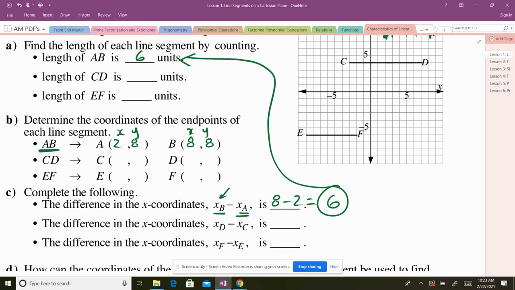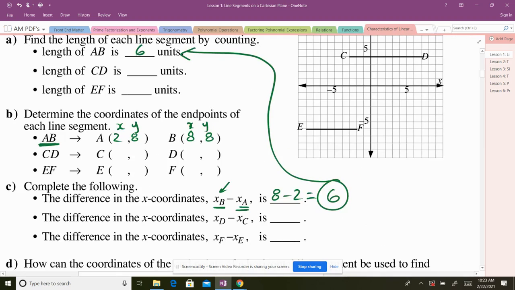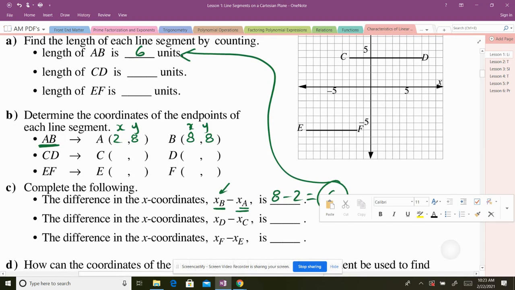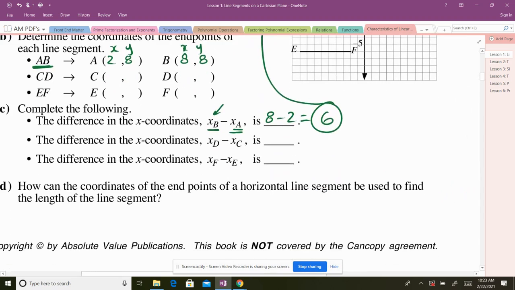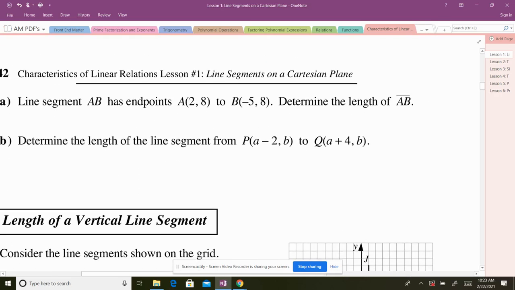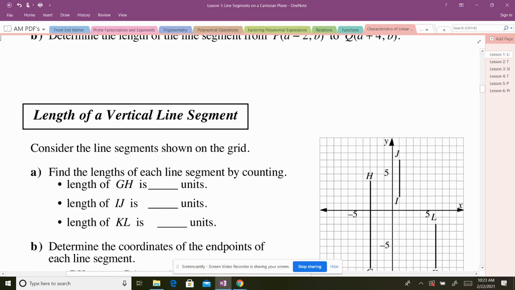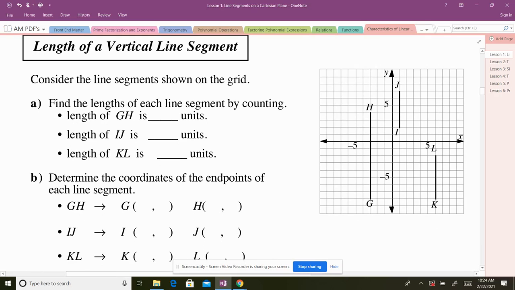Okay? This will come to a formula in a sec. What do you think we're going to do for the y for a vertical? The y values. You're going to subtract the y coordinates. So let's scroll to the next page. Right here. We've got vertical lines now.